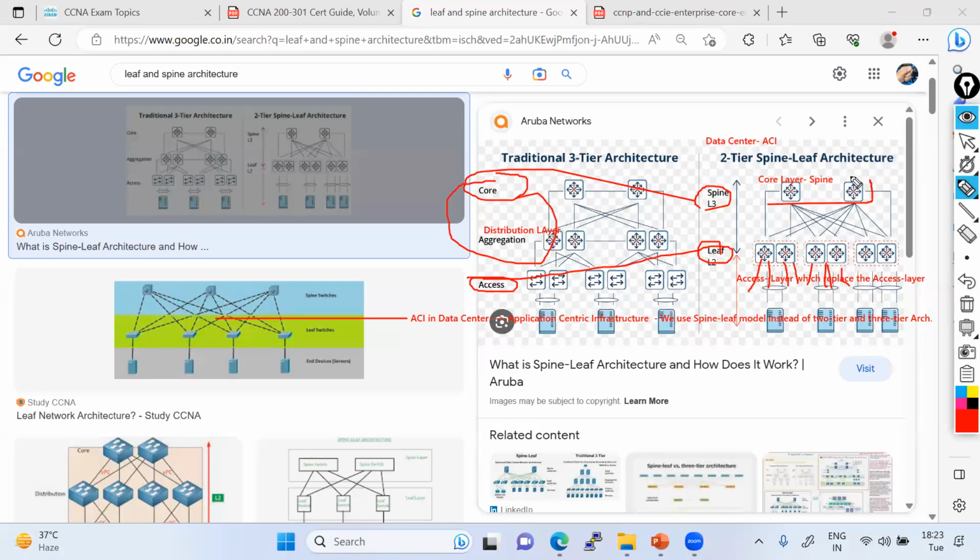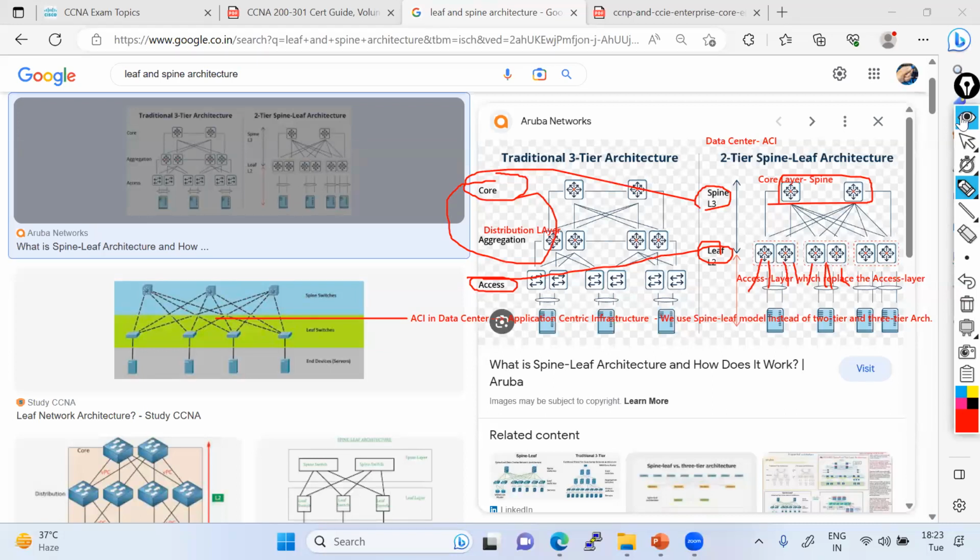Because you're just having two layers. We're not having three layers. So leaf and spine is always a two tier architecture, not a three tier architecture, because they're just used in the data center environment, and they use 9K switches, Catalyst 9000 switches. That's known as 9K switches. They are designed for the special purpose of the data center, right? So this is the leaf and spine model.